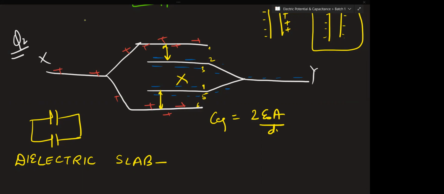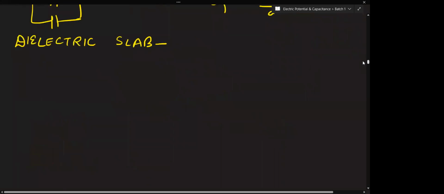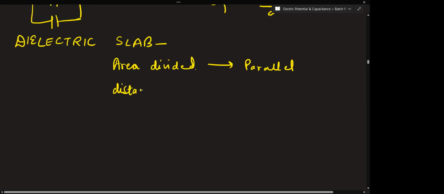Now the last topic of your capacitance as well as the last topic of your whole chapter. If a dielectric slab is somehow introduced, then how will you solve it? Remember, this is one technique of solving it. If you see that the area is getting divided, then that connection is parallel. If the distance between the plates, the small d that we take, is getting divided, it means it is connected in series.